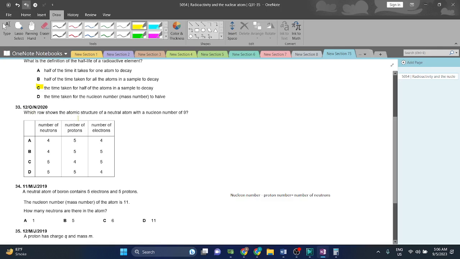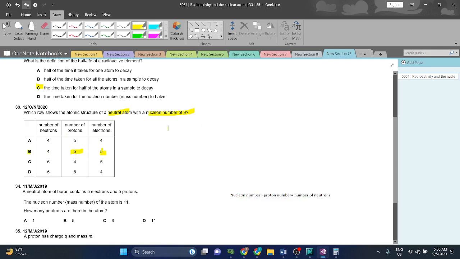Question 33. Which row shows the atomic structure of a neutral atom? So he has mentioned neutral atoms, and the nucleon number is 9. So what will be in neutral atoms? In neutral atoms we have to see that the proton number should be equal to the electron number. That is what a neutral atom is. Here we can see that the proton number is equal to the electron number. Proton and electron numbers are both equal. So therefore B is straight away the answer.